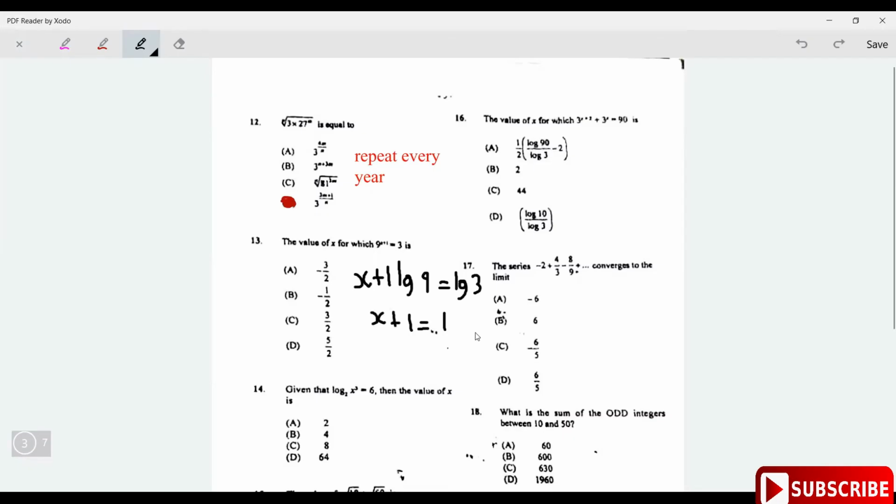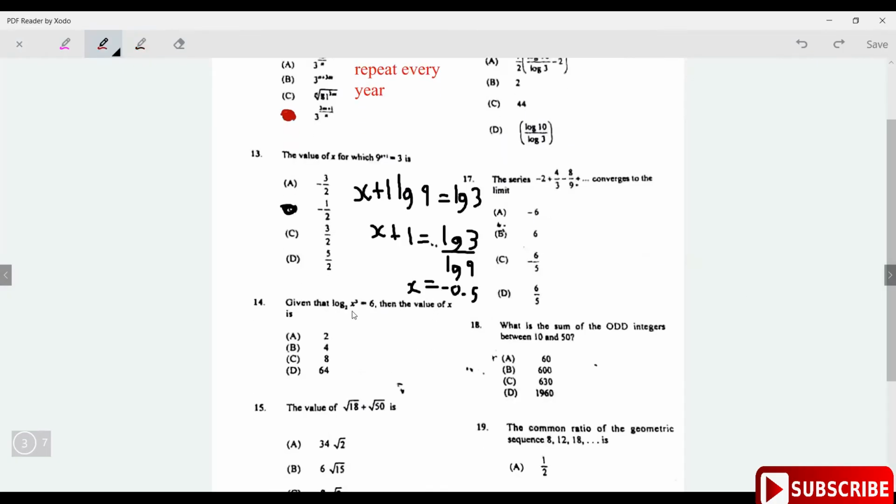Just to do something different, then you work out the log over log 9. You get a half, and then a half plus a half minus 1 will give you that x equals negative a half. That's what we're going to get, x equals negative a half. It's option B. Nice.